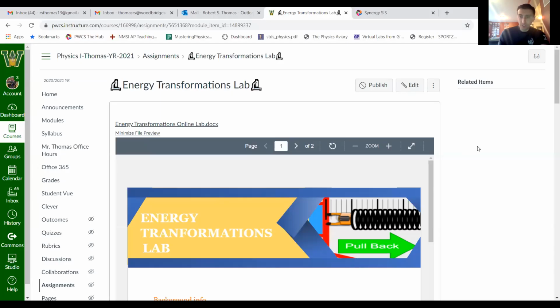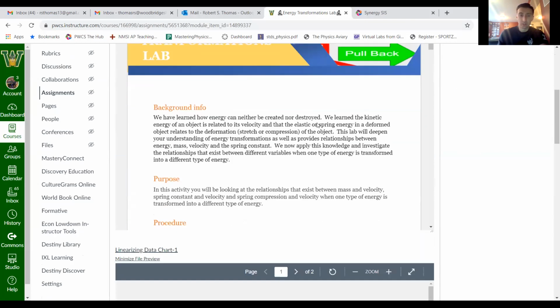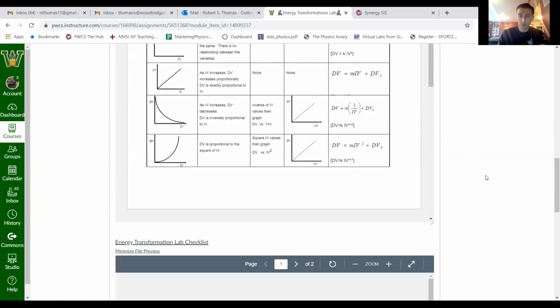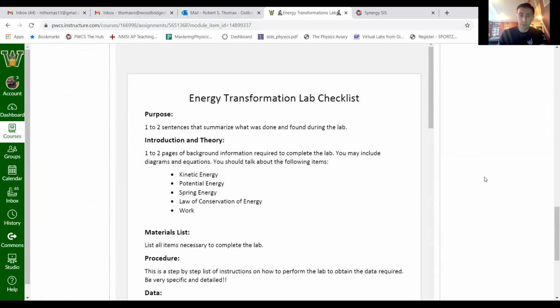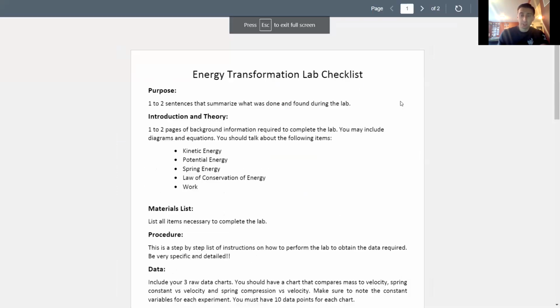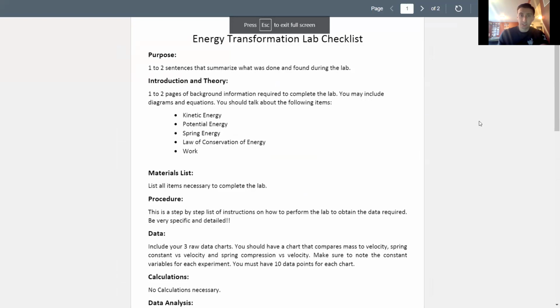Okay, so this video is describing what you need to have for your lab write-up for the energy transformations lab. All right, so let's take a look here of what we have. Again, this is your energy transformations thing on Canvas. You just go to this module. You can scroll all the way down to here, and then it brings you to this, the checklist.